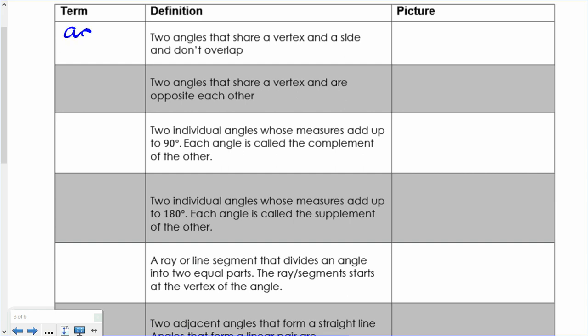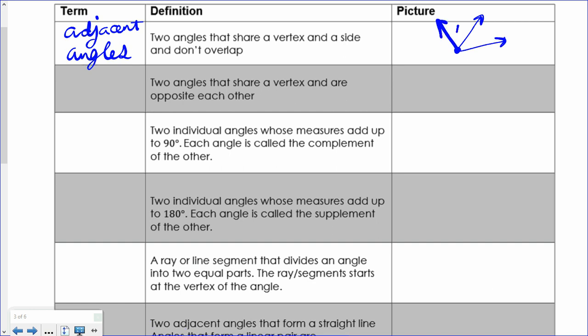Adjacent angles. Adjacent angles, right? Now what's important about this definition is that they share a vertex and a side, but they don't overlap. So if you were to draw adjacent angles, they have this in common, right? But you have two angles next to each other, right?